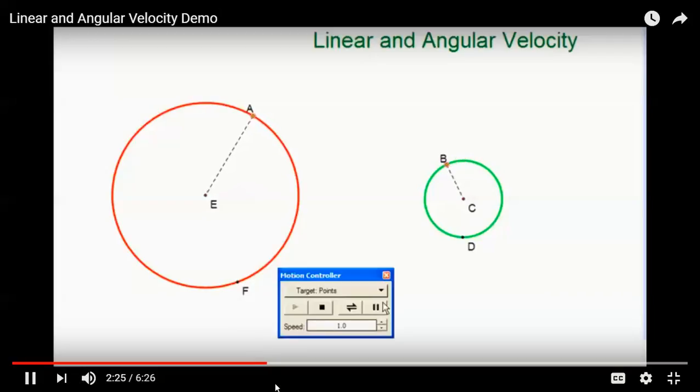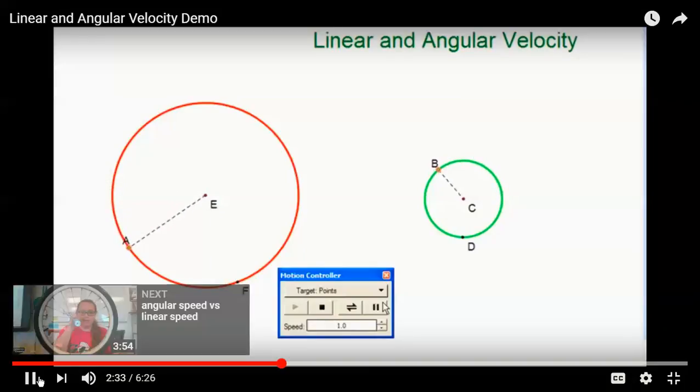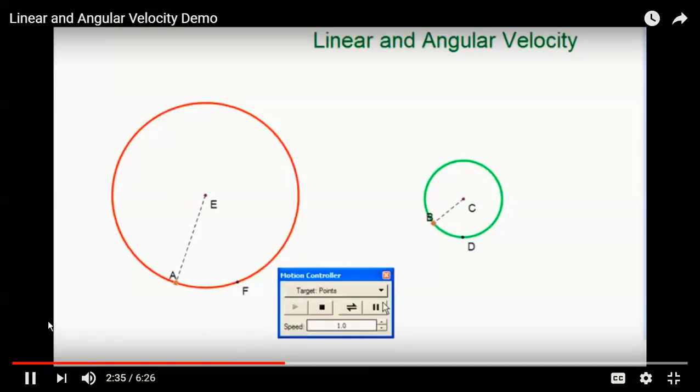But what we can see now is that point B seems to be going through more degrees per second than point A. In fact, we can say that point B is going to complete more revolutions around its circle than point A will.